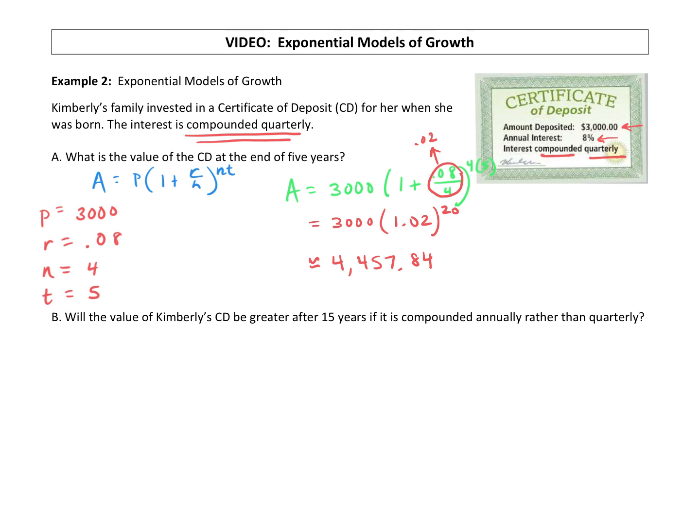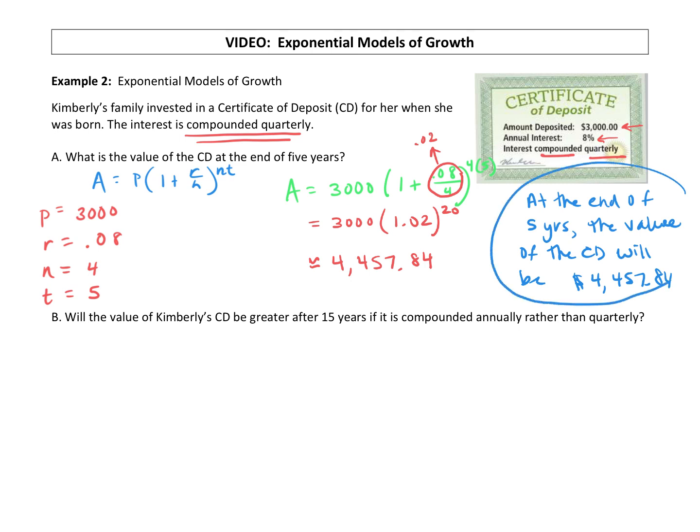At the end of 5 years, the value of the CD will be, dollar sign goes first, $4,457.84. So that is the answer to the question.